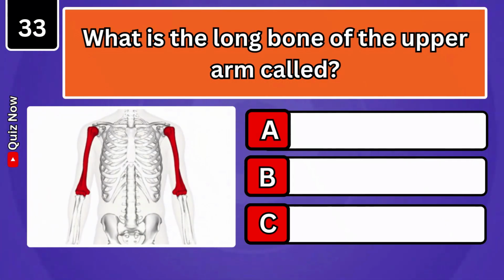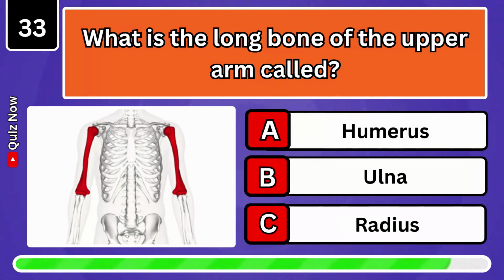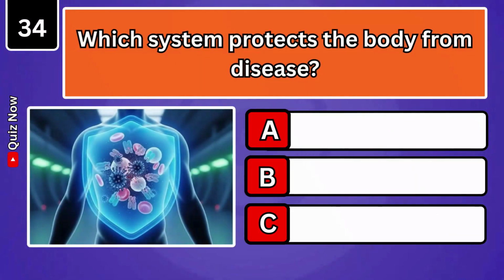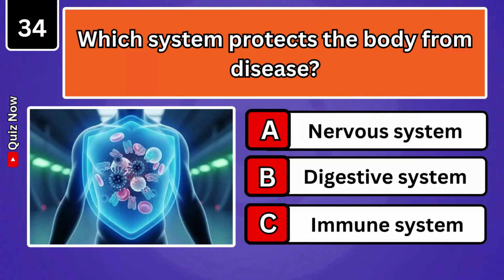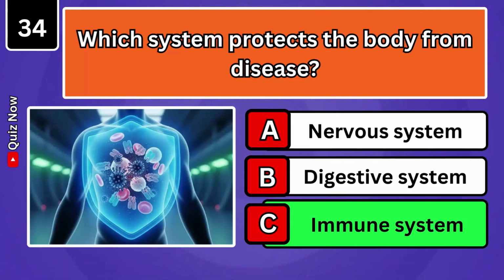What is the long bone of the upper arm called? Humerus. Which system protects the body from disease? Immune system.